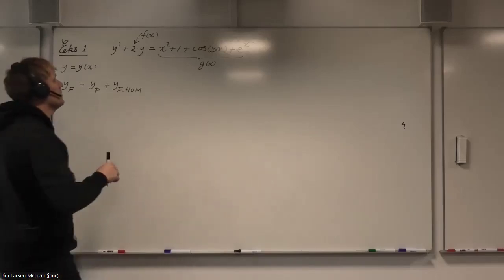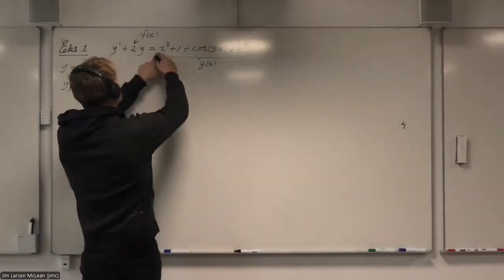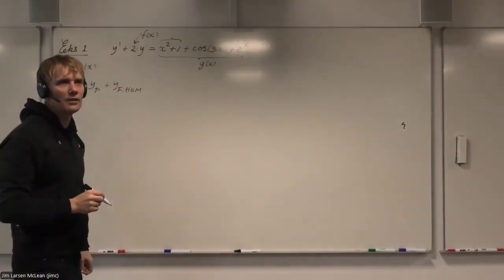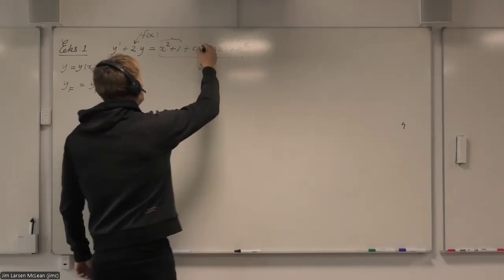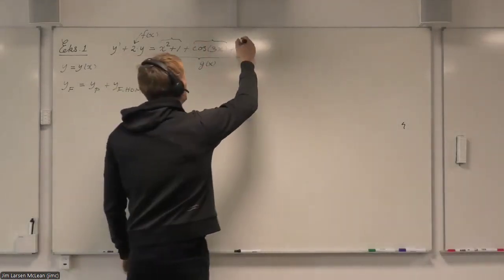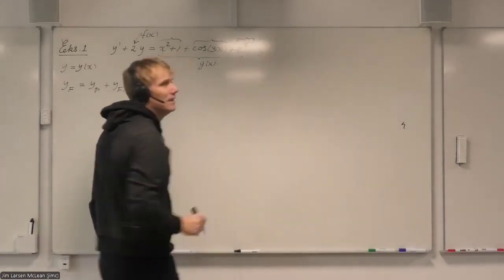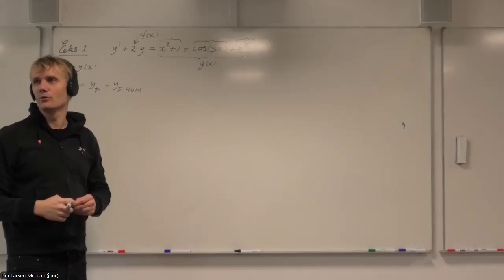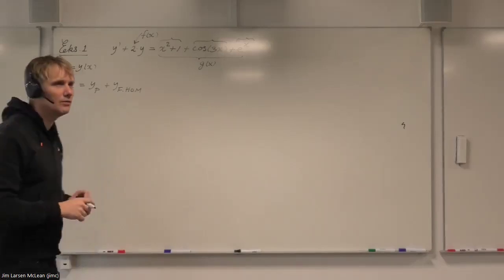That means if we can find the solution when the right side is only this, and then afterward find a solution if the right side was only that, and finally find a solution if the right side was only that, well then we can add it all together, says the superposition principle, and we get the correct solution. So that's what we're trying to do.